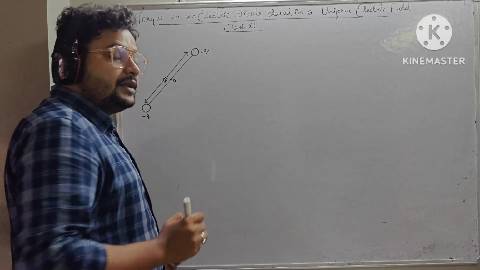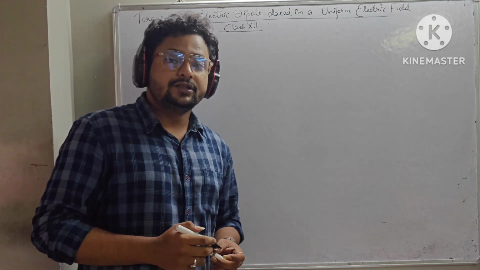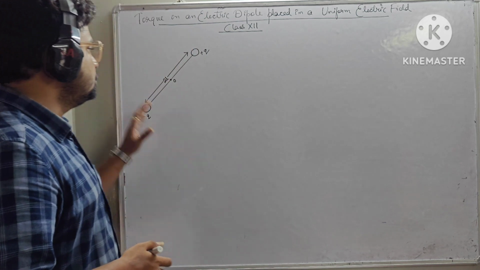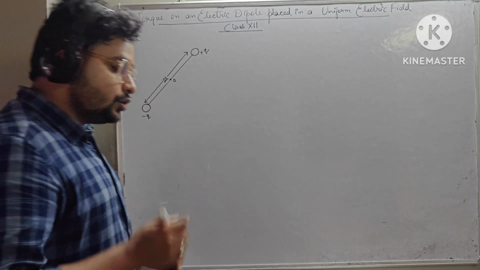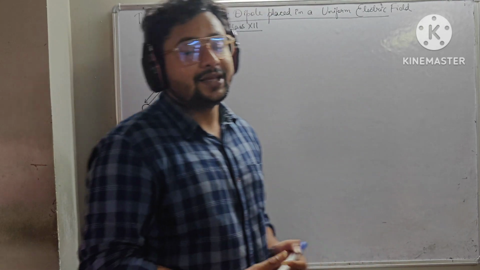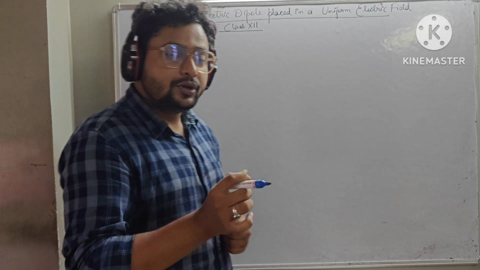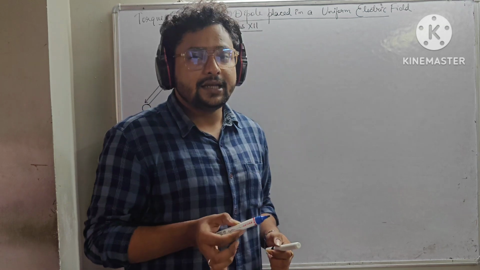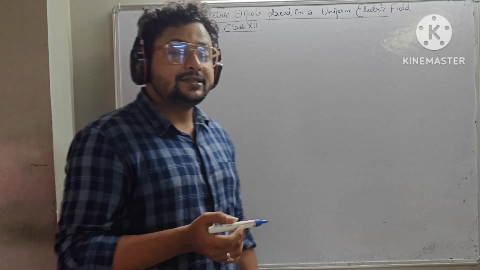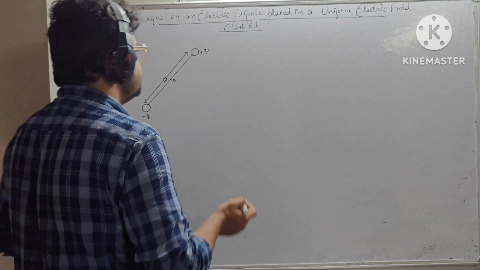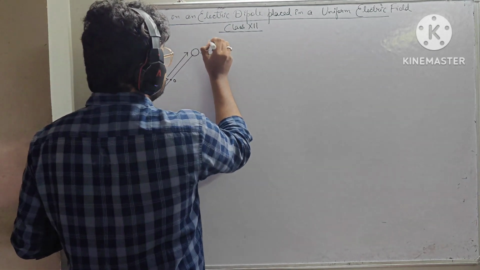I have already explained in my previous video why we consider the length to be 2L. If you want, you can consider the length to be L also. So this is an electric dipole which is placed in a uniform electric field. Suppose there is an electric field all around the dipole and the dipole is placed inside the electric field. Now electric field intensity has a direction, electric field is a vector quantity, so the electric field will have a direction. So this is the external electric field.